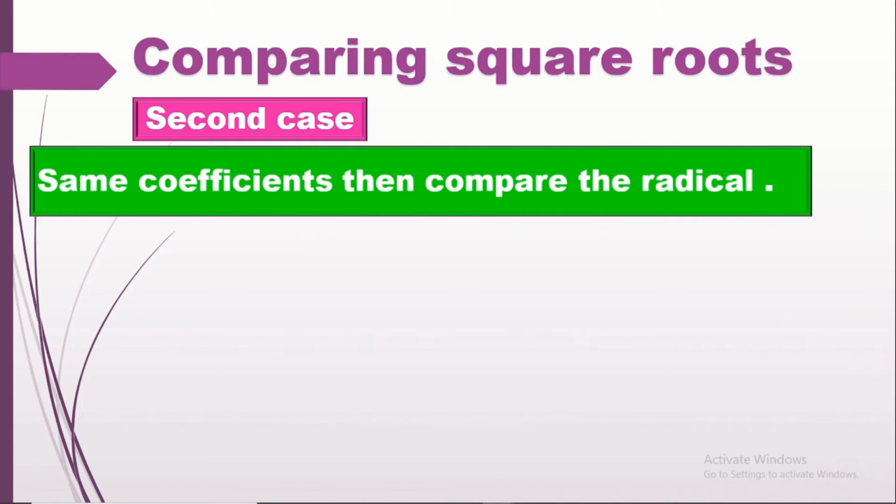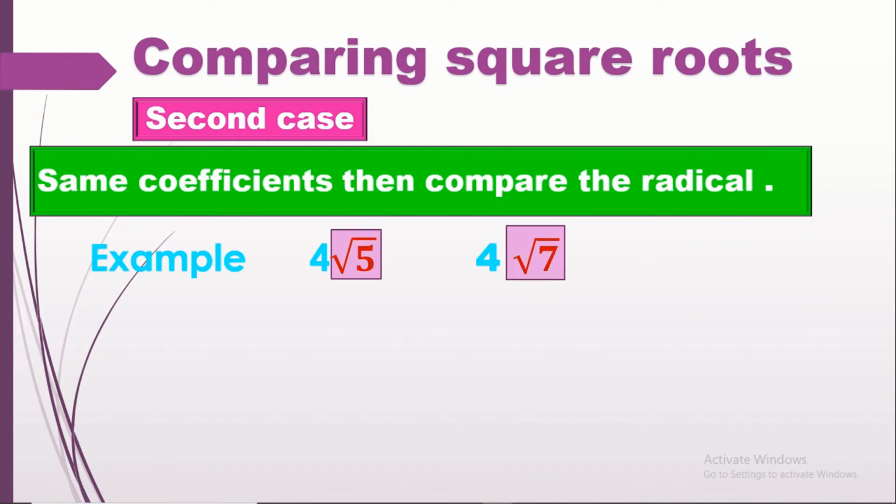Well, second case, if we have the same coefficient, then we should compare the radicals. Let's take some examples. 4 radical 5 and 4 radical 7. We have the same coefficient 4, then we compare radical 5 and radical 7. Actually, 5 is less than 7, then we can say that radical 5 is less than radical 7.